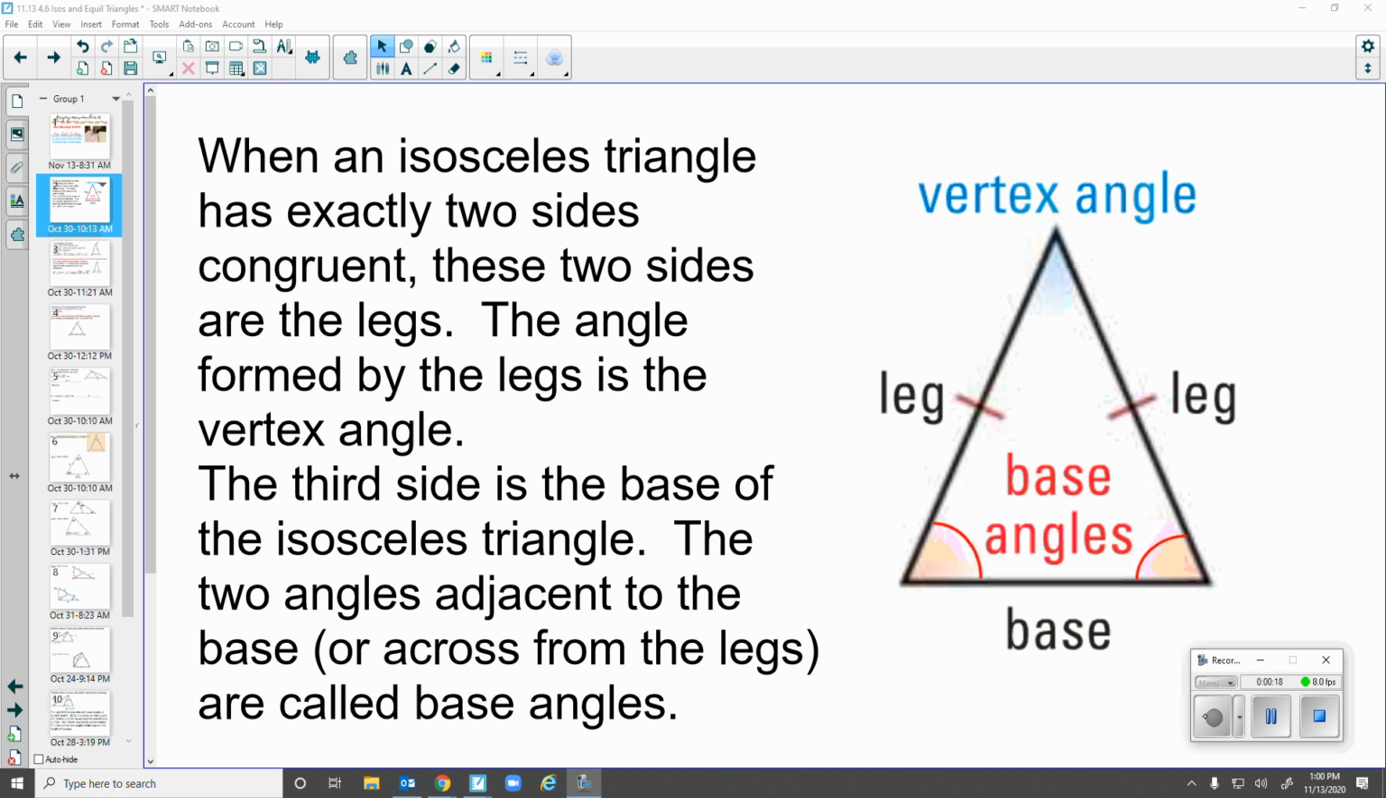The two legs are the two congruent parts of your triangle. The base is the non-congruent one. And then the vertex angle is the angle made from the congruent legs, there you go. It's the one angle that doesn't match the other two. And then your base angles down here are the ones that are congruent.